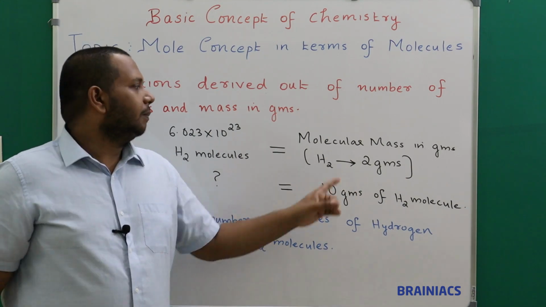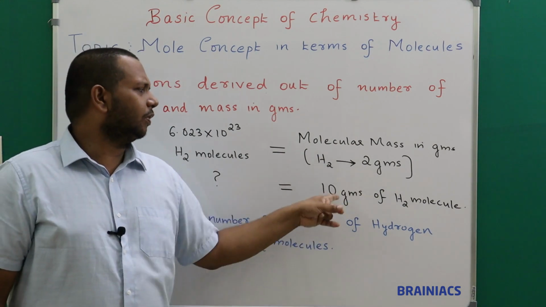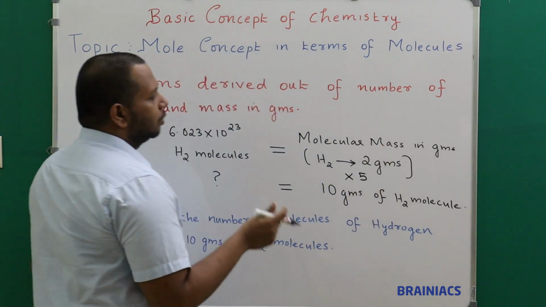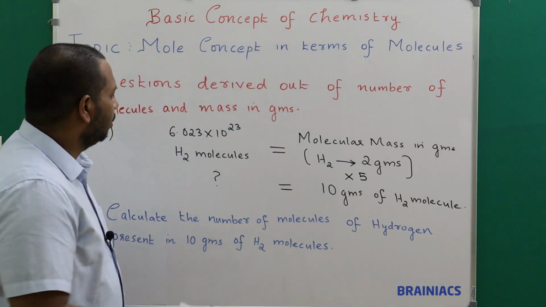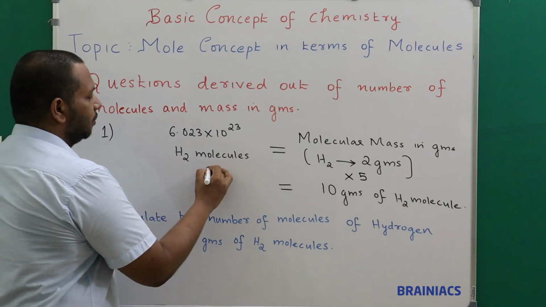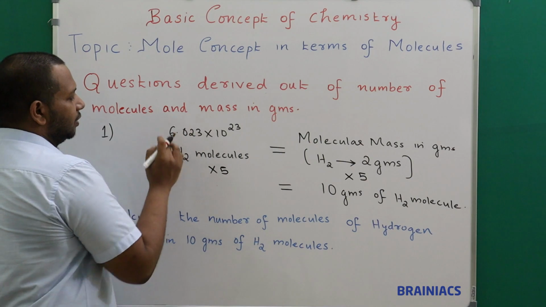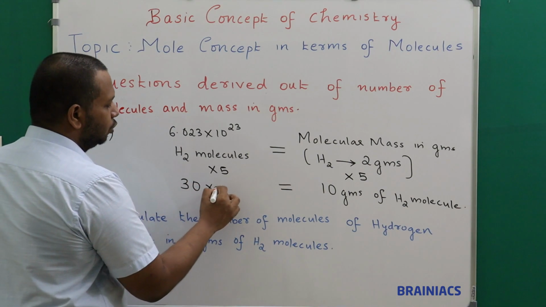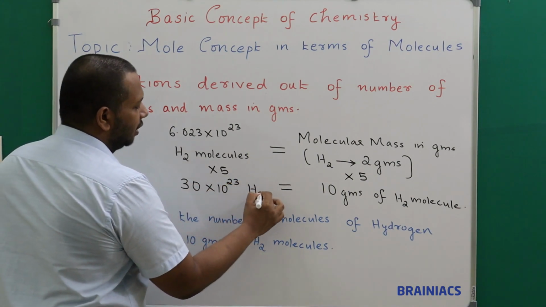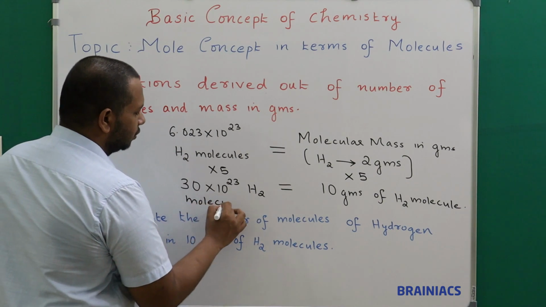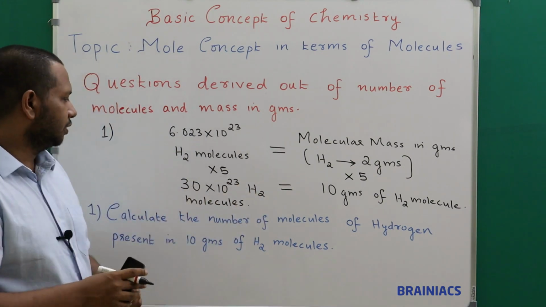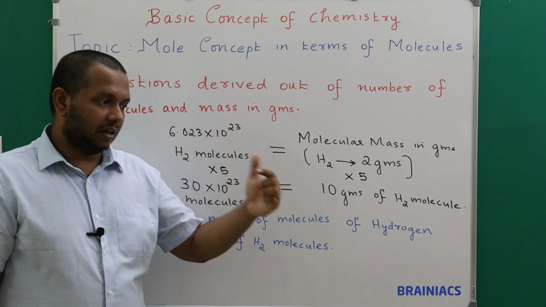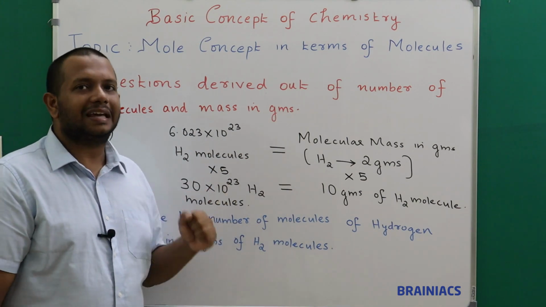That is fundamental stuff. But how can you directly do that? You know that 2 into 5 is 10, so you can say multiply by 5. When you are doing it on the RHS, do the same thing on the LHS. When multiplied by 5, 5 into 6 is 30. I am approximating it, that's why 5 into 6, 30 into 10 power 23 hydrogen molecules. Sometimes in options they will say 3 into 10 power 24, both are correct. Understood? So please go through the options very thoroughly, then you will get the exact answer.